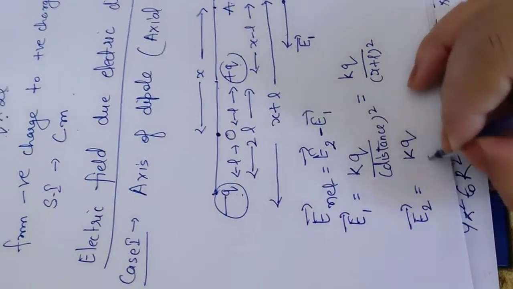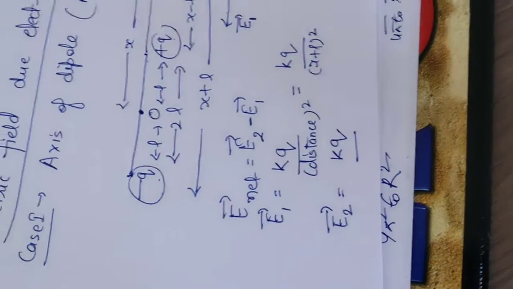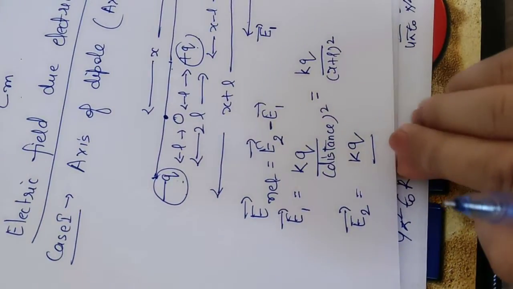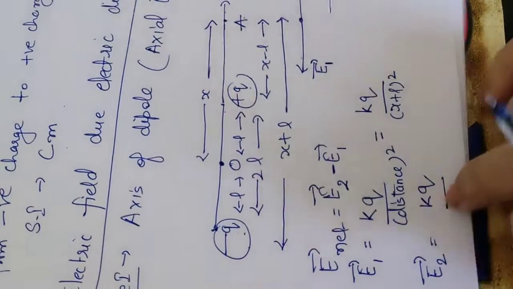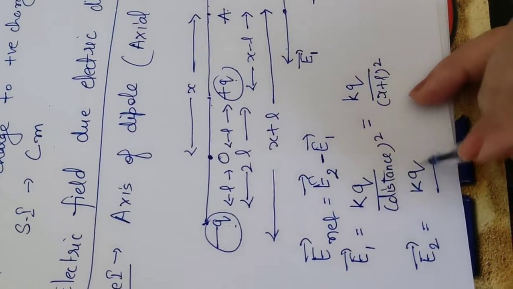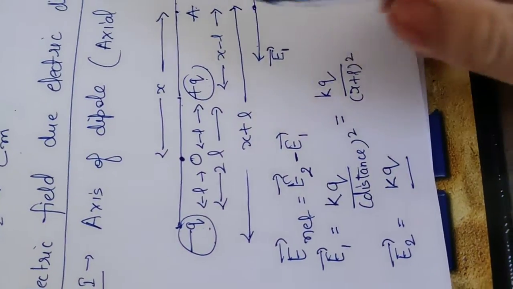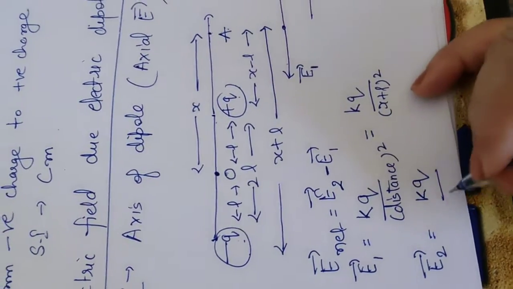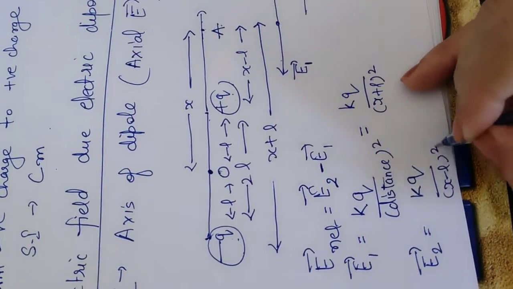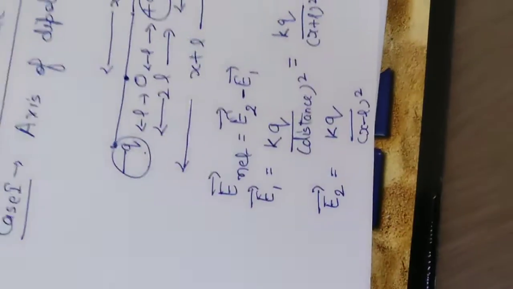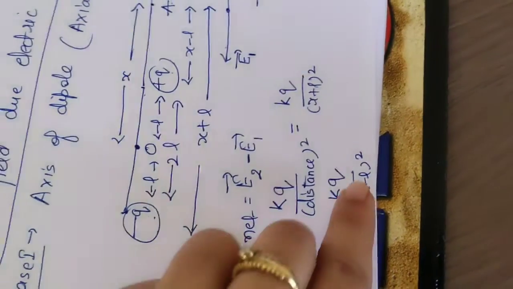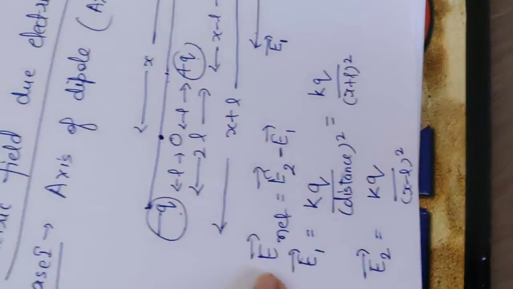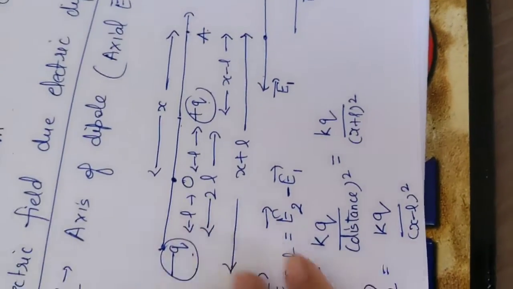Same way, E2. How can we find E2? E2 will be K into Q upon distance square. Now the distance of A from plus Q charge is x minus L whole square. And now we will substitute these two values in this formula, E net. So what will we get?